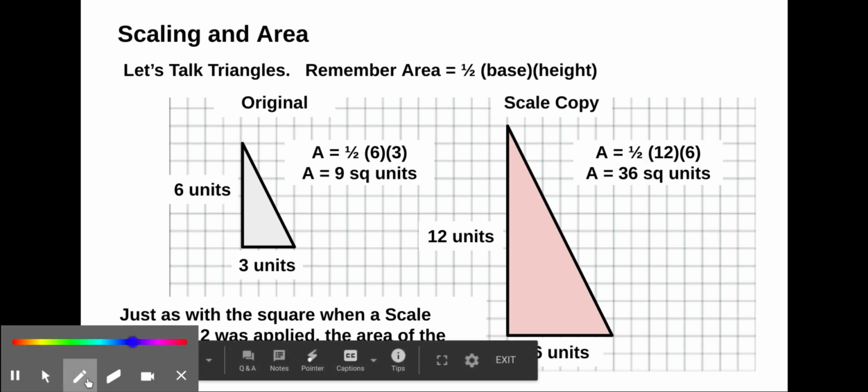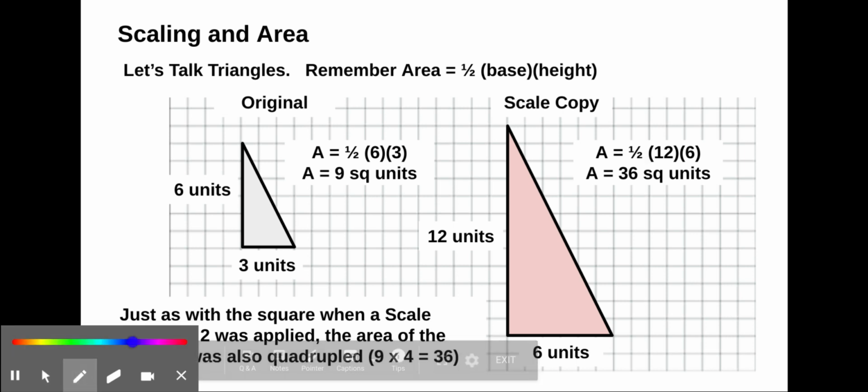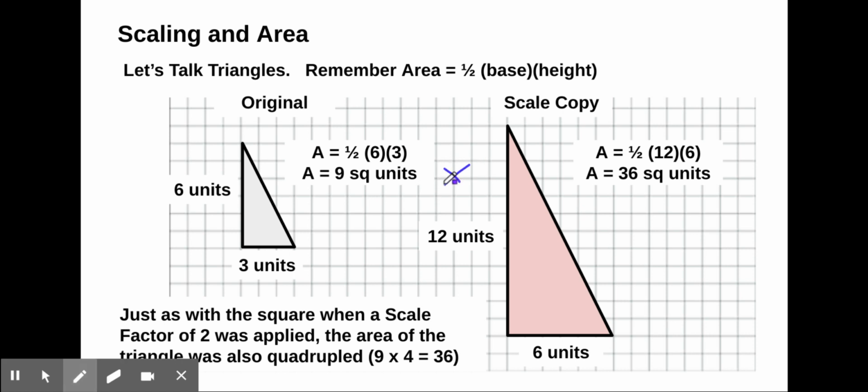So again, the area is just like the first problem. It's times 4 on area. The area is going to be 4 times. So when you have a scale copy that's twice, area is going to be 4 times the size. Let's look at another one here.